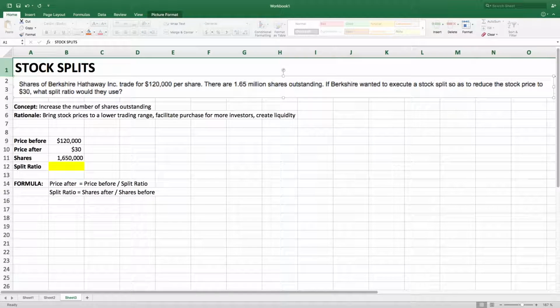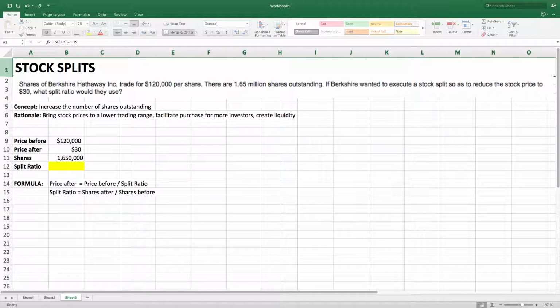So in this video, I'm going to be going over stock splits, how they work, and basically why a company would want to do a stock split on their shares. For those of you who are completely new to this concept, the idea of a stock split is basically increasing the number of shares outstanding in a company.